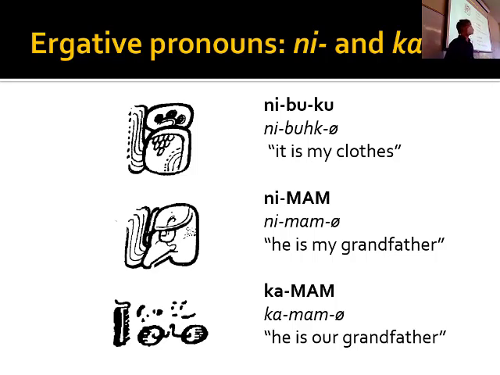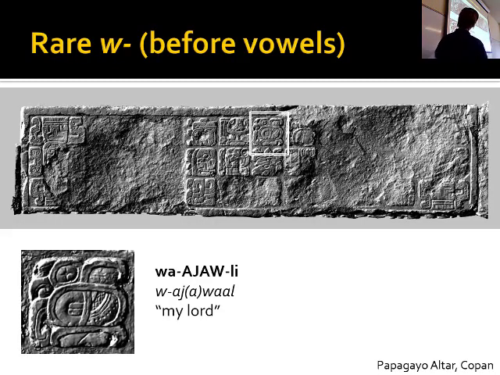Although mam usually refers to men, the corresponding term for women is mim. We don't see it very often. I think there's only one example, from the sarcophagus of the Temple of the Inscriptions at Palenque. So this text contains, for example, wahwal, my lord. So the king talks to his ancestor and he calls him my lord and my ruler, like he serves the ancestor. And that's a very important trope of Maya political rhetoric.